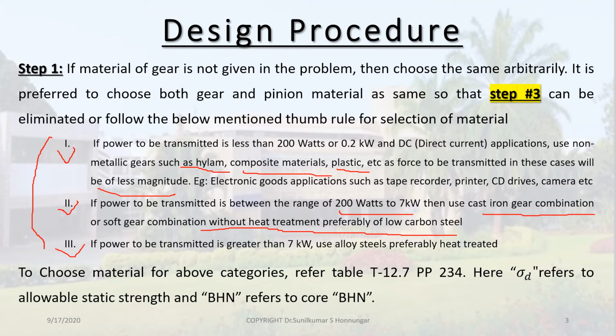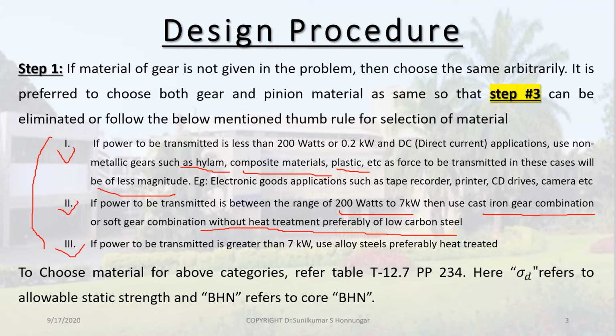For the above 3 steps, choose material from the table of your design data book, Mahadevan and Balaveera Reddy, table 12.7, page 234. The table I am referring to is from the recent edition, the fourth edition. It may be a different table number or page number. If you have any edition other than this particular one, please check that.